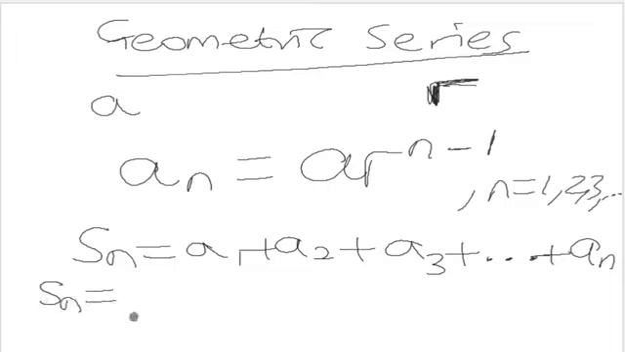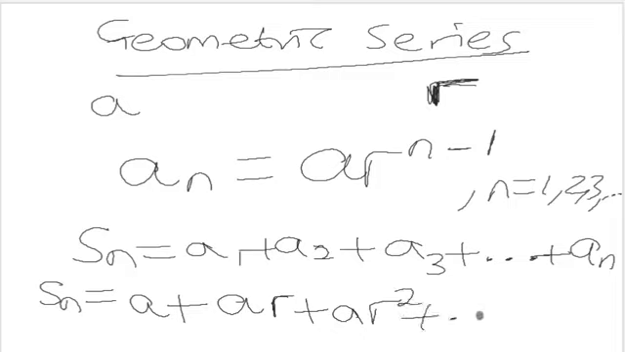So the first term is a. The next term, a2, will be a r raised to power 2 minus 1, which is a r raised to power 1, so this is a r. The next one is going to be a r raised to power 2. It goes on and on like that until you get to a r raised to power n minus 1.